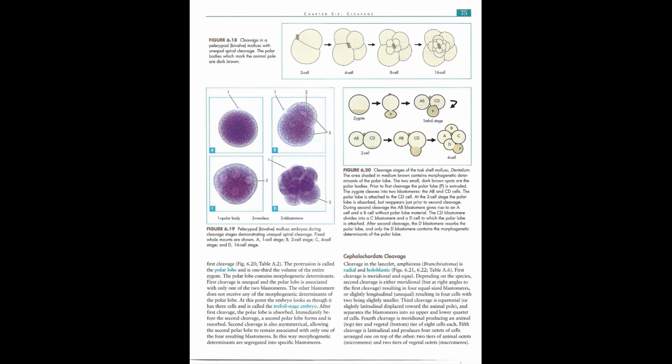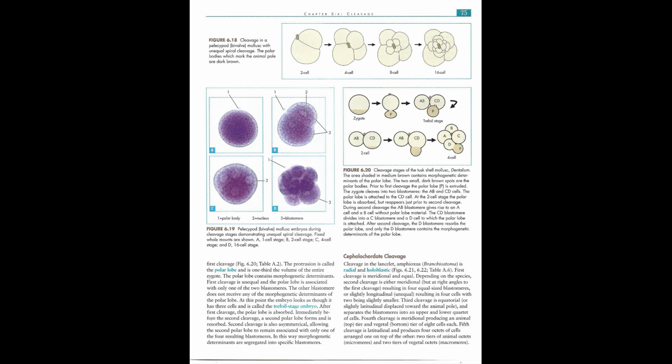Cephalochordate cleavage. Cleavage in the lancelet, Amphioxus, Branchiostoma, is radial and holoblastic, Fig 6.21, 6.22, Table A.6. First cleavage is meridional and equal. Depending on the species, second cleavage is either meridional, but at right angles to the first cleavage, resulting in 4 equal-sized blastomeres, or slightly longitudinal, unequal, resulting in 4 cells with 2 being slightly smaller.